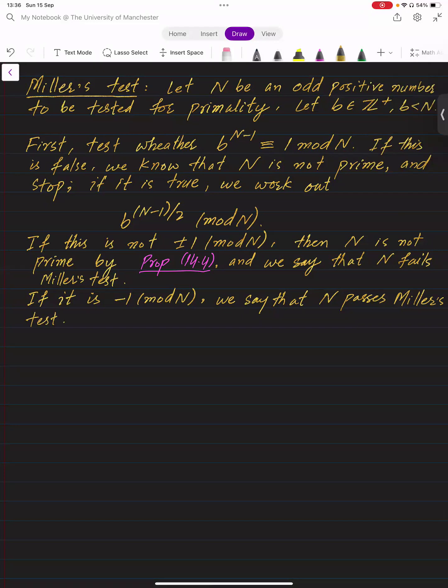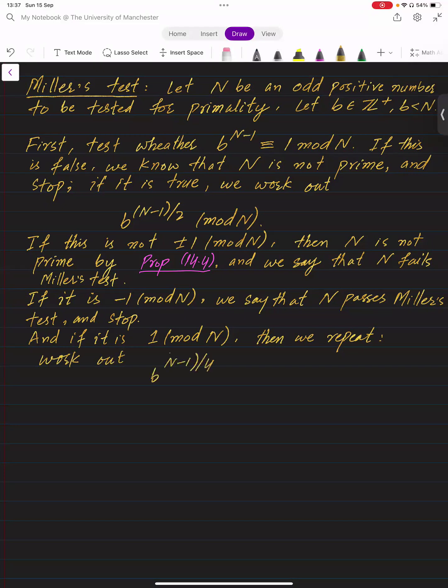And if it is 1 mod n, then we repeat and work out b^((n-1)/4) mod n, assuming 4 divides n minus 1.